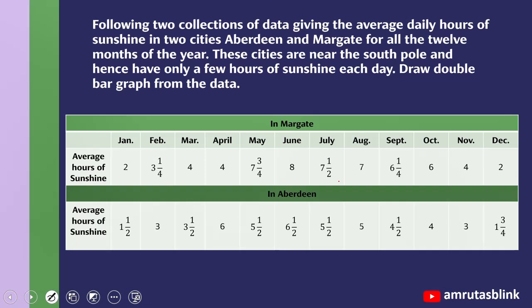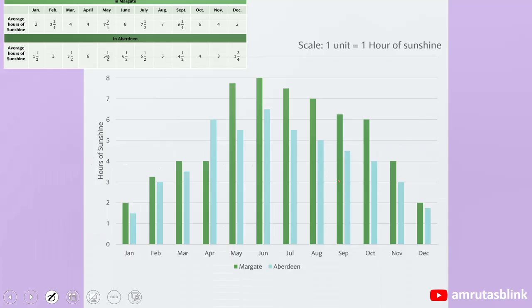Now here there are two cities and there are 12 months. So in order to draw this graph, we need to take two different cities and hence the graph will be a double bar graph. Now if you observe the data, what scale have I taken? 1 unit is equal to 1 hour of sunshine. So on the y-axis we have 0, 1, 2, 3, 4, 5 and up to let's say 8 or 9.